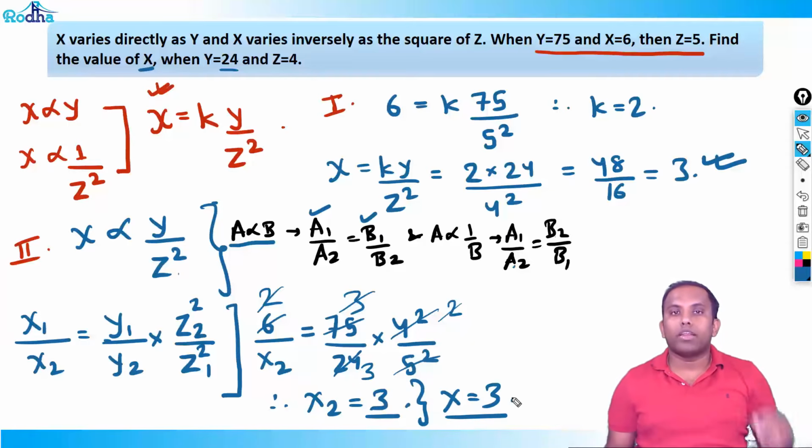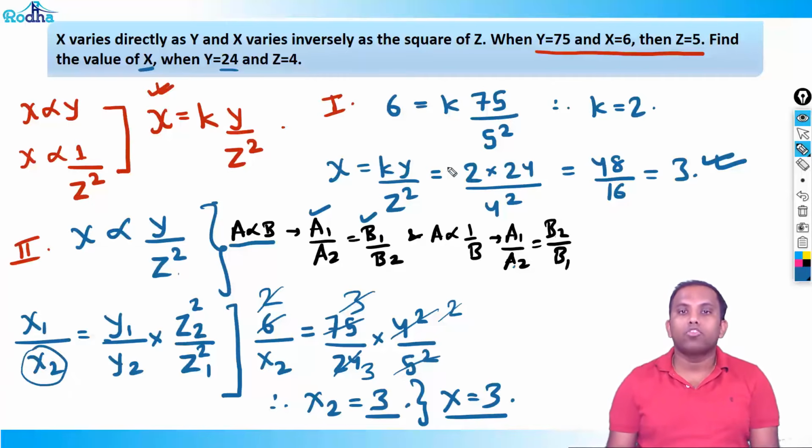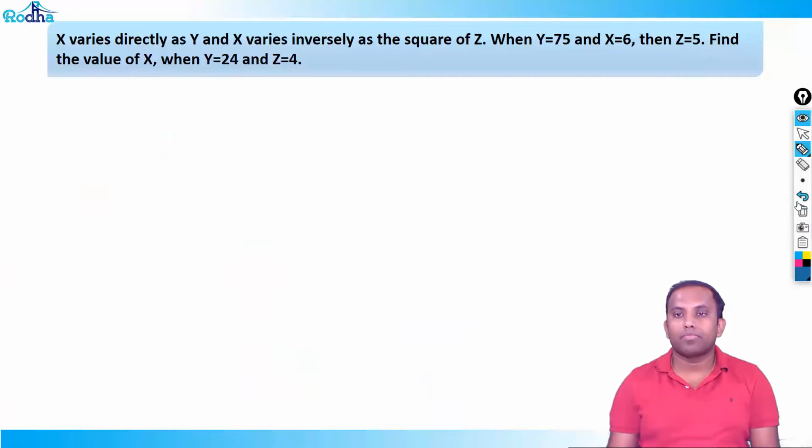Just to understand the ratios: I have taken the ratio of x, the ratio of y and the ratio of z, where x1, y1, z1 are of the first case and x2, y2, z2 are of the second case. So in the second case, I need to calculate x, that means I have to calculate x2. I hope it is clear. So let me write one for practice.